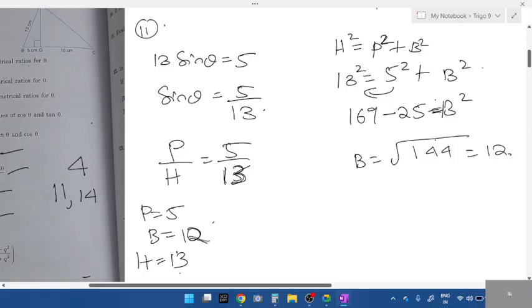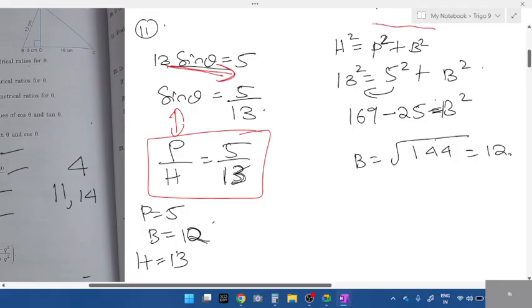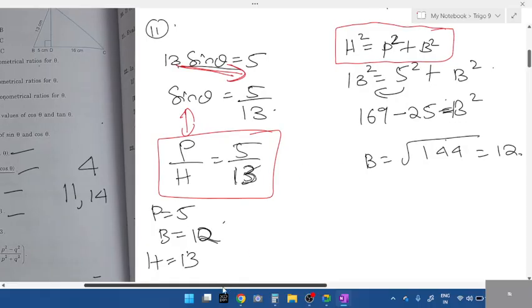Now we got the values: 5, 12, 13. So I'll repeat. First bring 13 down. Shift this 13 down, because before the equal sign we shouldn't have any number. Only then you can convert the formula: perpendicular, hypotenuse. Then use this main formula: H square is equal to p square plus b square. Substitute the values. And no need to draw any diagram for this.